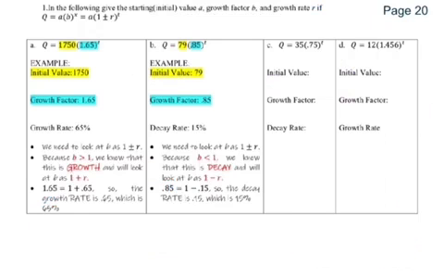Now, on the bottom of this page, it says to first give the starting or the initial value, which is going to be the A value. So if you look at the example, the A is going to be the number in front of the parenthesis. So your A value or initial value would be 1,750. For B, my initial value would then be 79 in that example.